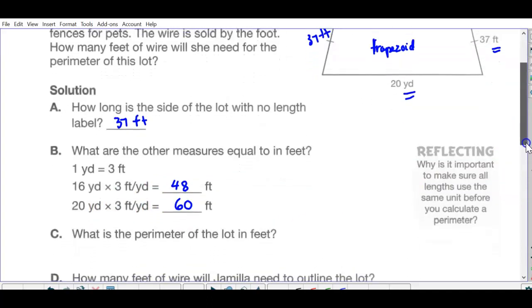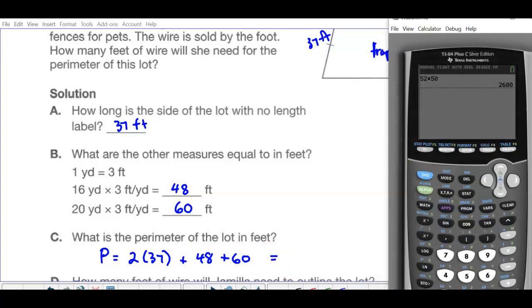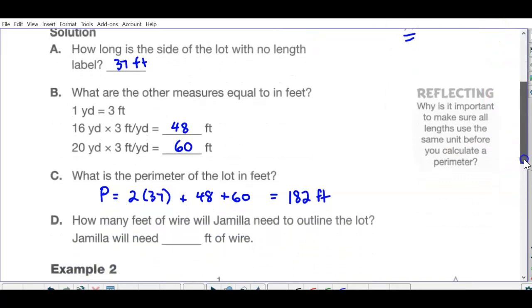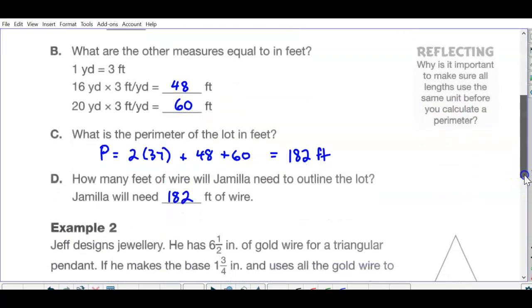So now we know them all in the same unit. So in this case, the perimeter, we have 2 sides that are 37. And then we would add the 48 and the 60. Okay, so on your calculator, you go 2 times 37, and then plus 48 plus 60 is 182 feet. Okay, how many feet of wire will Jamila need to outline the lot? That's the answer. We didn't have to do many conversions. That was just within Imperial.